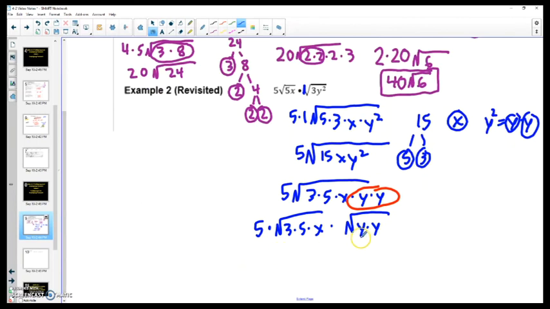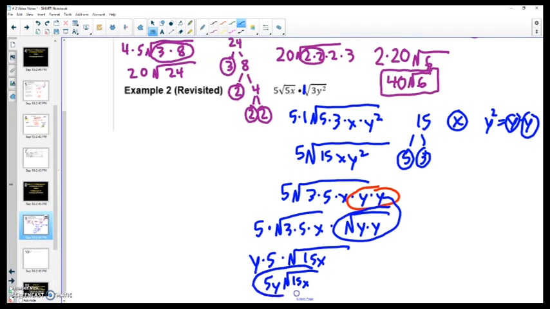I'm going to simplify. Remember, we pull out the y from here, and it's going to come out front. So we're going to have y times 5 times the square root of our non-square factors, 3 times 5 times x, which is going to give us 15x. Now, to just clean this up a little bit, we're going to rewrite this as 5y, and then we're going to have the square root of 15x. And that is our simplified answer.